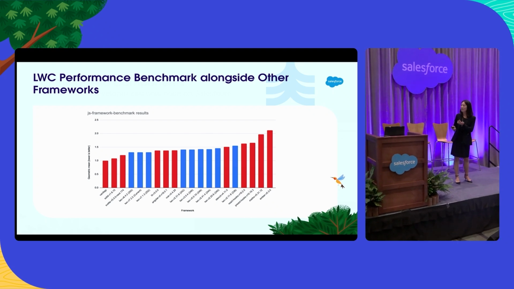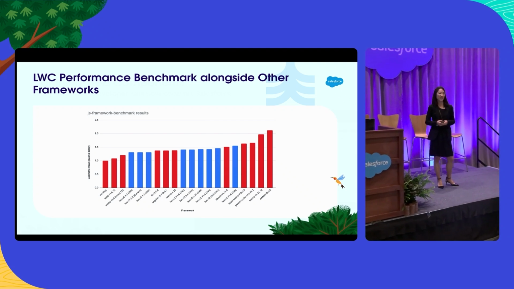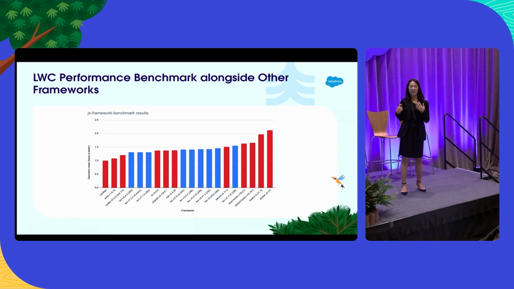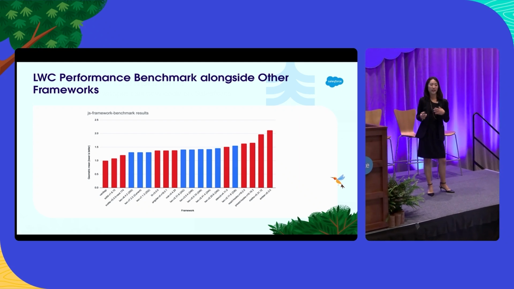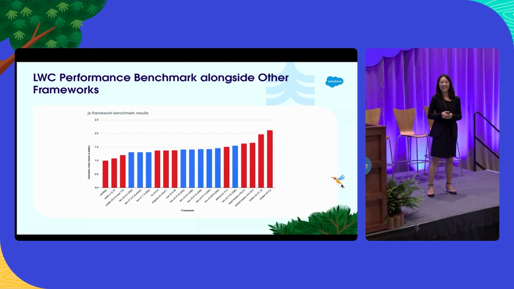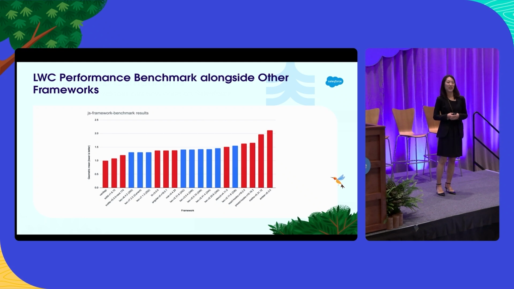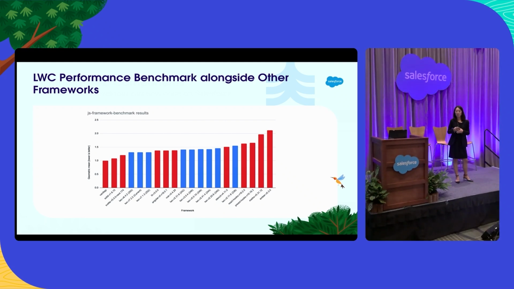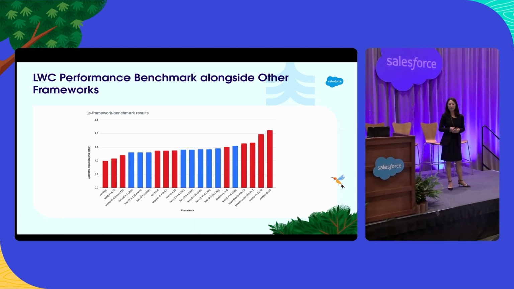As you can see in blue, you can see the performance of the LWC framework compared against some of the other major frameworks out there, including Angular, React, and Vue in red. What's also exciting to see is that some of the later versions of LWC that you see towards the left from Summer '24 are performing much better than the performance of the earlier versions of LWC that you can see towards the right from Summer '23.